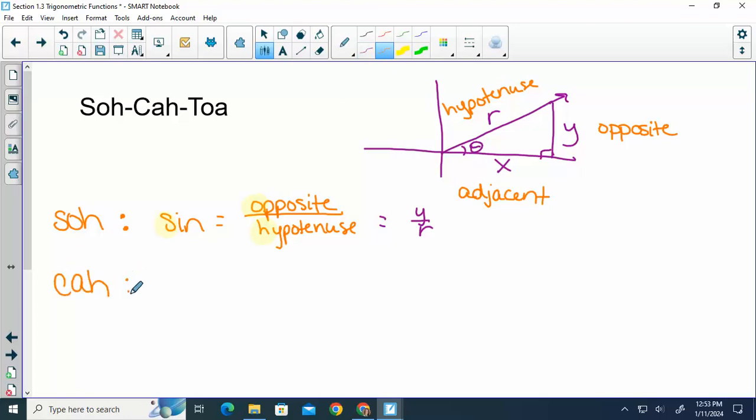CAH means that cosine is adjacent divided by hypotenuse. If you think about your picture, the adjacent side is x, and the hypotenuse is r.